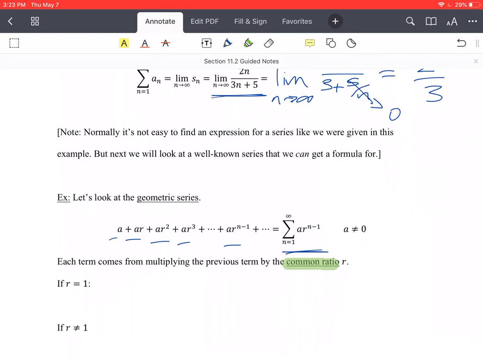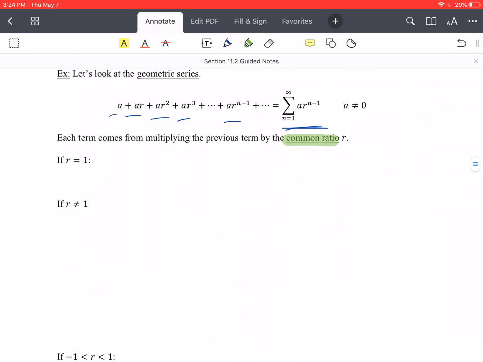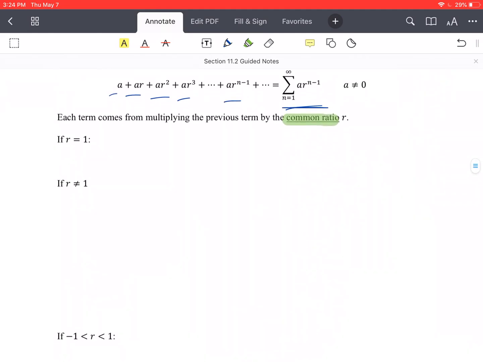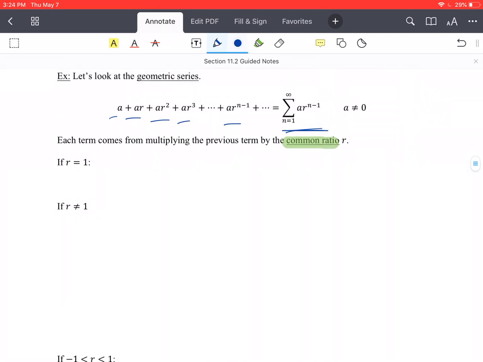Okay, so the question that we're going to answer right now is, when is the geometric series convergent? When is it divergent? And we're also going to work on getting a formula so that we can look at the geometric series a little bit more easily. Okay, so if we start at r equals 1, what happens when r equals 1 here?